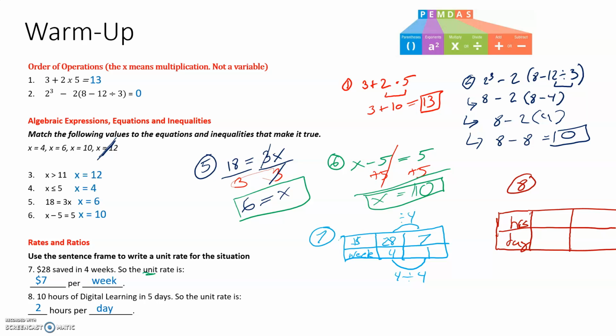So for hours, I have 10, and 5 days. I'm going to divide the days by 5, so I'm dividing by itself to get 1. And I divide 10 by 5, and I get 2. So 2 hours per day.